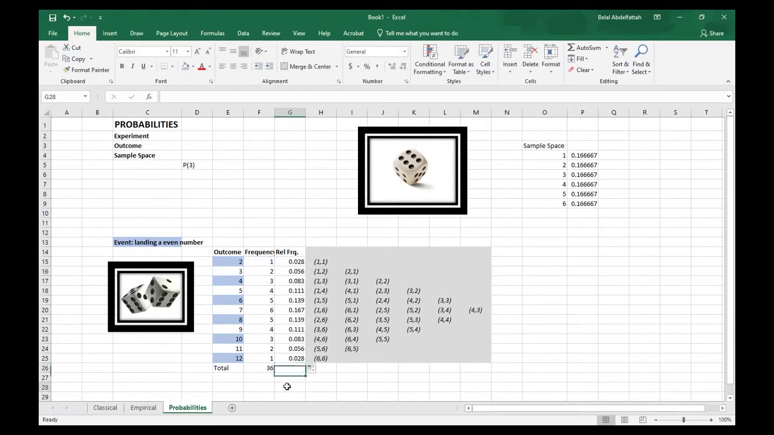If I were to sum up this value, this value, this, this, and this together, I would get the probability of me landing an even number. So let me go ahead and do that. If I were to select the sum of this value, close parentheses, hit enter, I get 50%.